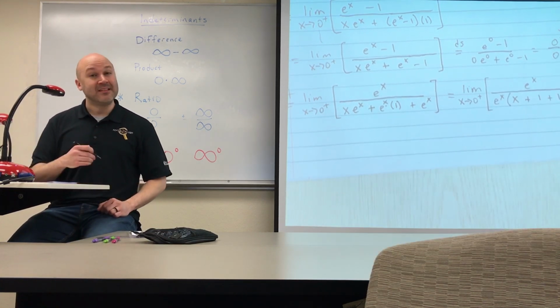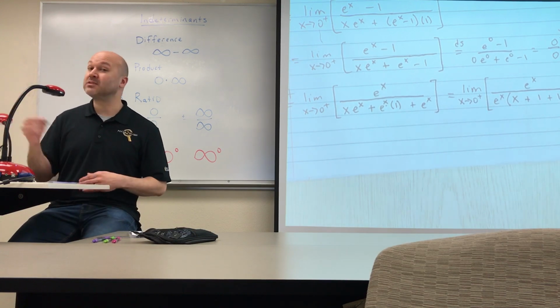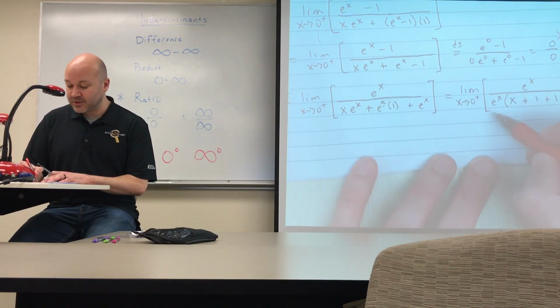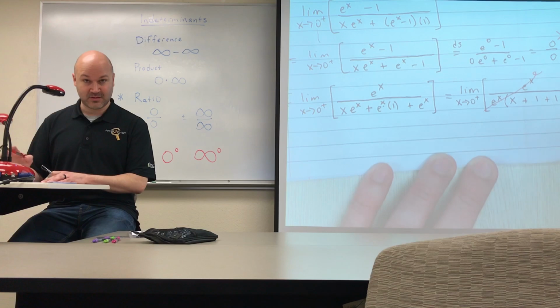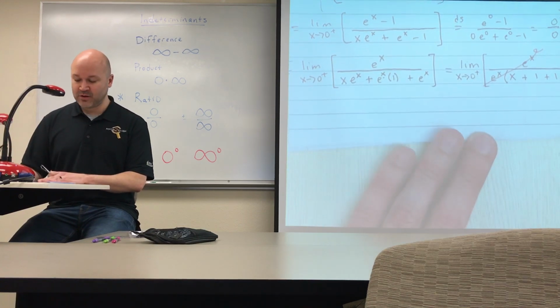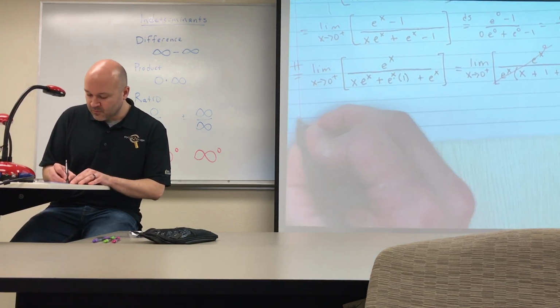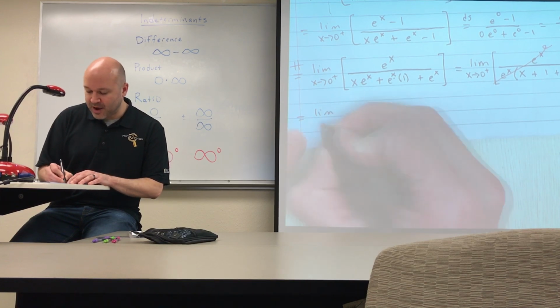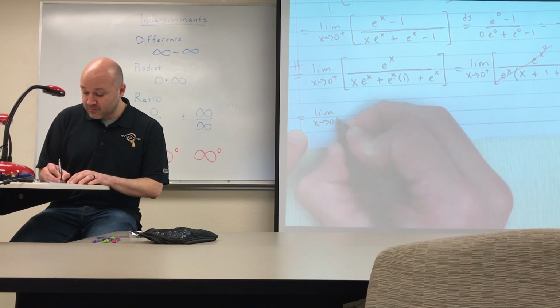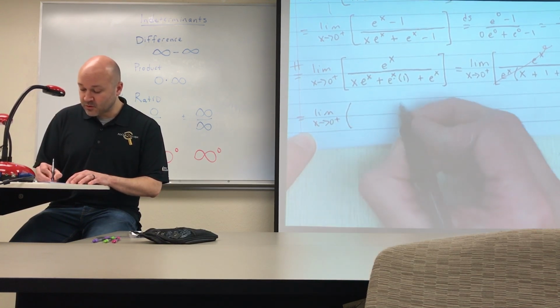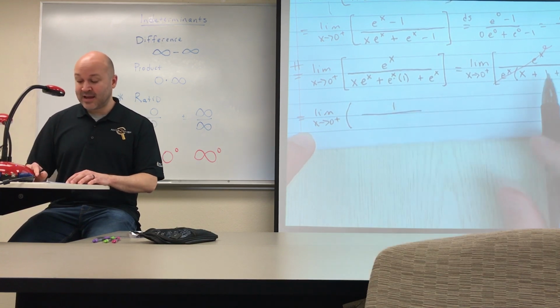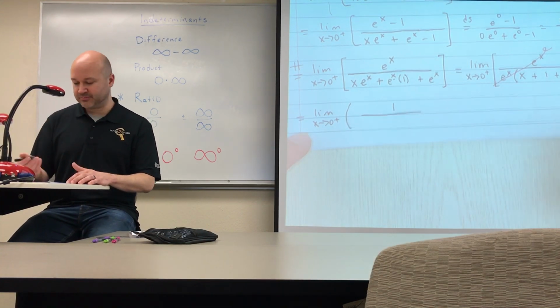By factoring out the e to the x in the denominator, I can see I've got one top and bottom. Those are going to reduce or divide to 1. The e to the x problem is gone in the numerator. I'm going to rewrite my limit. So up top I have just 1. Down below I have x plus 2. Well, that's pretty.